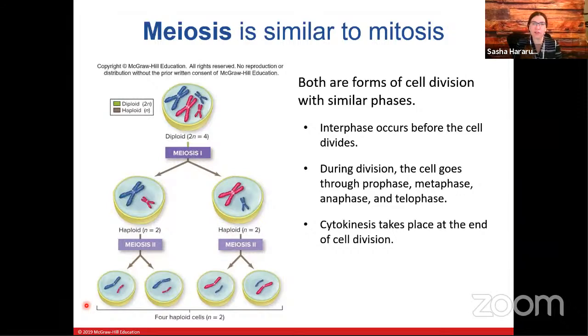As you will see in the following slide, there's meiosis 1 and meiosis 2. In meiosis 1, prophase is noted as prophase 1, metaphase 1, anaphase 1, and telophase 1. And in meiosis 2, there is correspondingly prophase 2, metaphase 2, anaphase 2, and telophase 2. And finally, the last way that meiosis is similar to mitosis is cytokinesis. Cytokinesis, a reminder, is the splitting of one cell into two daughter cells. So cytokinesis takes place at the end of each cell division.